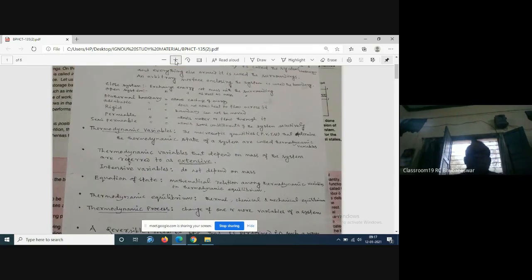Now see, thermodynamic variables. The macroscopic quantities pressure, volume, temperature, internal energy (about internal energy we will learn later) that determine the thermodynamical state of a system are called thermodynamic variables. Pressure, volume, temperature are macroscopic, not microscopic. You cannot speak of the pressure of a molecule, only the pressure of a gas, which contains a large number of molecules. That is why this is macroscopic.